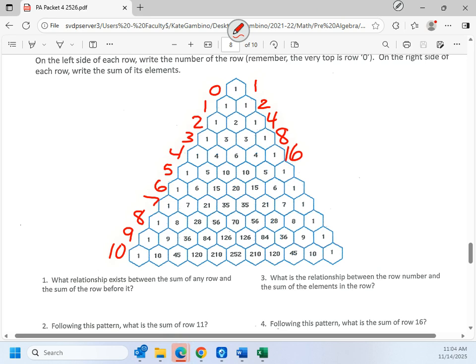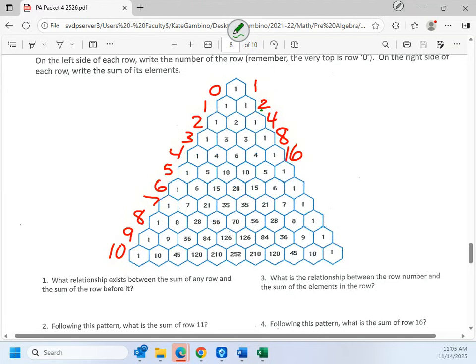What relationship exists between the sum of any row and the sum of the row before it? So look at the, oh no, we're not saying it, you're going to write it. Number 2, following this pattern, what is the sum of row 11? What would our next sum be? Write it.